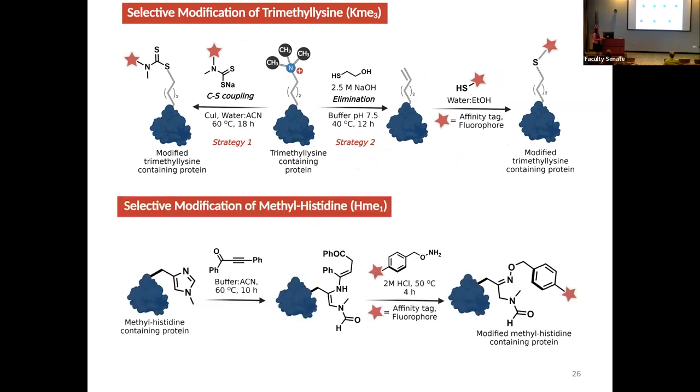And one of my students worked on the method where she has converted this methylated group to this oxime moiety. So you can see there is a huge change, and once there is a huge change and we can attach fluorophores, we can easily distinguish such a small change in the amino acid residues.